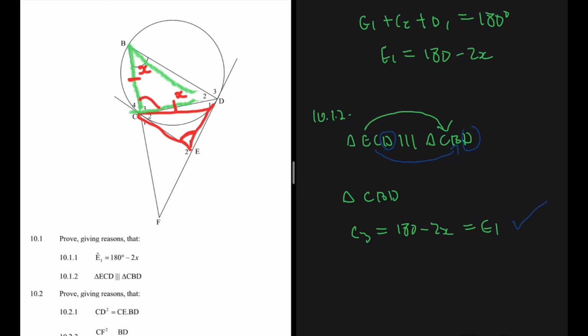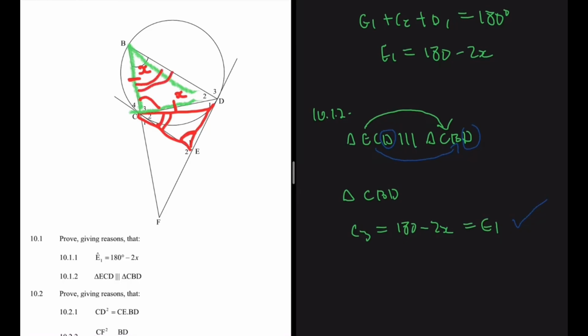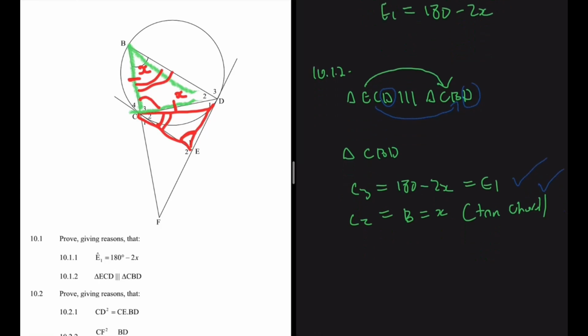We're saying that angle C in triangle ECD should be equal to angle B in triangle CBD, right? Angle C in triangle ECD is C2, and we have already proved that it is equal to angle B because of the tan chord theorem. So C2 is equal to angle B is equal to x. Now we've proved that two angles are equal in these two triangles. So the third angle, without proving it, we already know that it is equal, because those angles should all add up to 180, right? So now we are basically done.